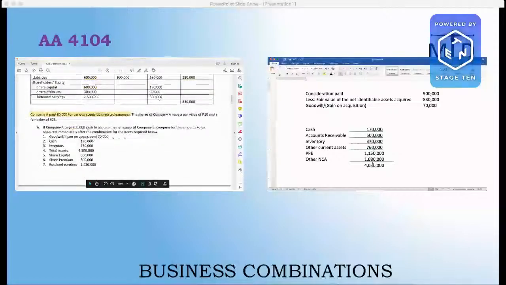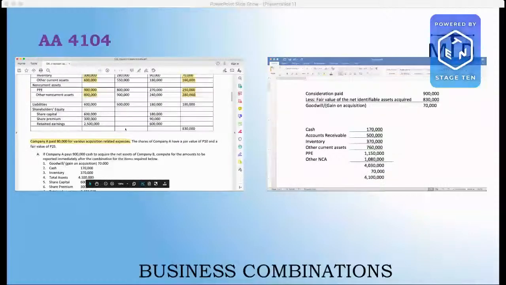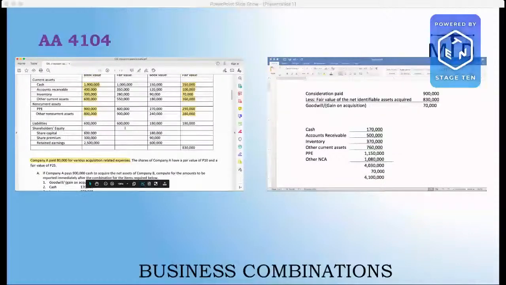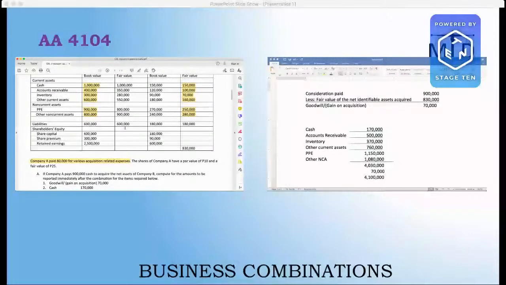So what then is the error in our computation? You forgot to include, class, the goodwill that arose from the combination. How much was the goodwill, class? We had goodwill of the amount of 70,000. So your combined assets, class, should be 4,100,000. And many students would forget this one because they are not able to see the account title goodwill in the table given in the problem.